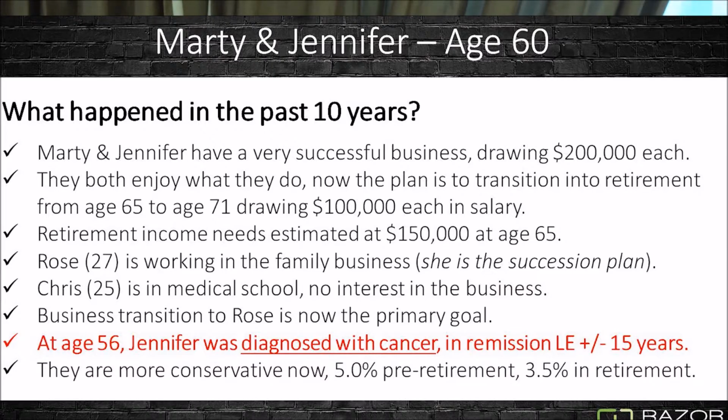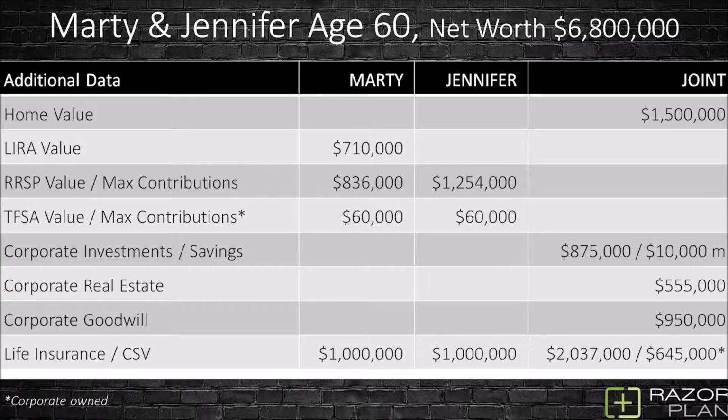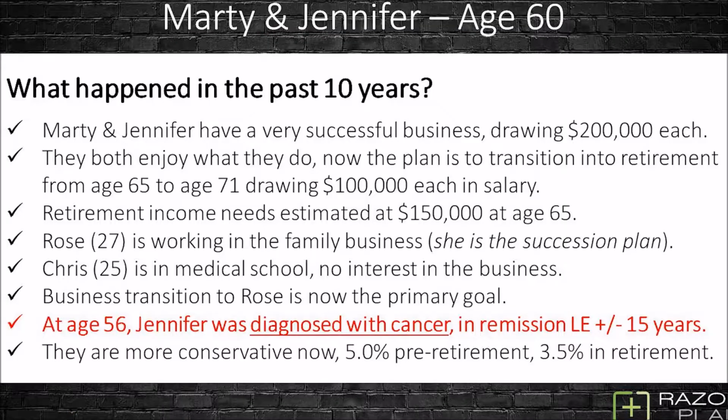Their net worth is now $6.8 million. These are higher net worth corporate owners. Okay? They have the cash value of the life insurance. Everything's good. So when we run the analysis, by the way, they don't want to retire till about 70. From 65 to 70, they're going to semi-retirement, sort of just be advisors. Rose is taking over the business. She's the succession plan.